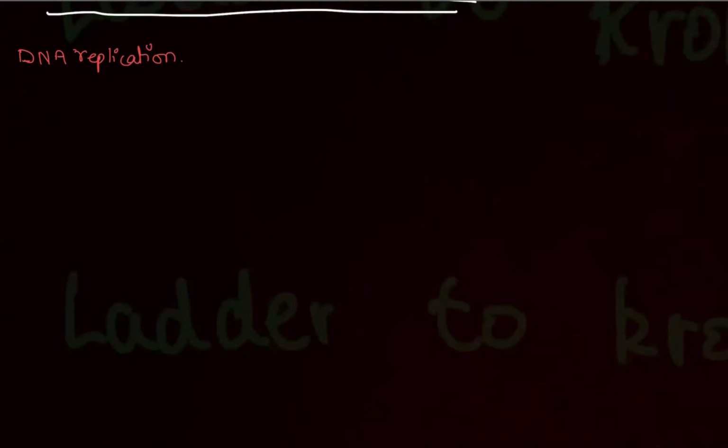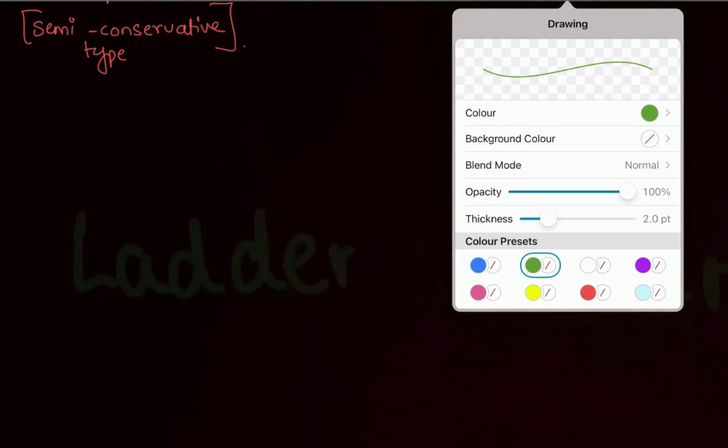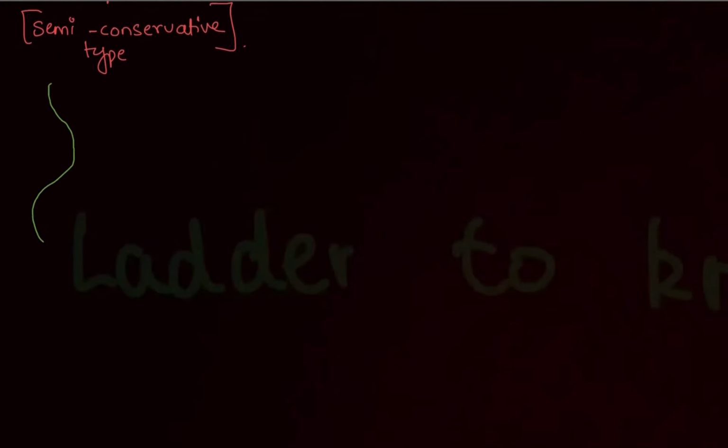Now, DNA replication means what? Duplication of the DNA, making copies of the DNA. Okay. So, the type of DNA replication which happens in human is semi-conservative type. It's called a semi-conservative type, and the reason for that is, let's know right now. So, suppose this is a DNA strand. Suppose this is a DNA, 2 strands coiled on each other.